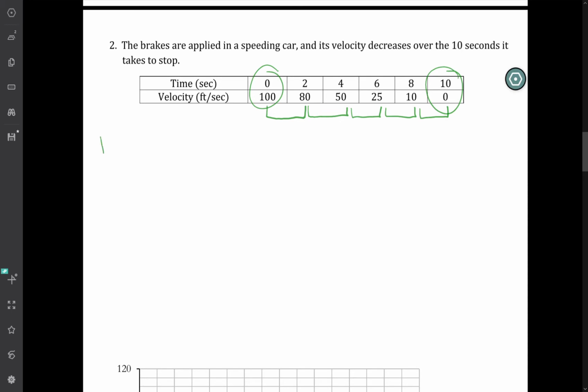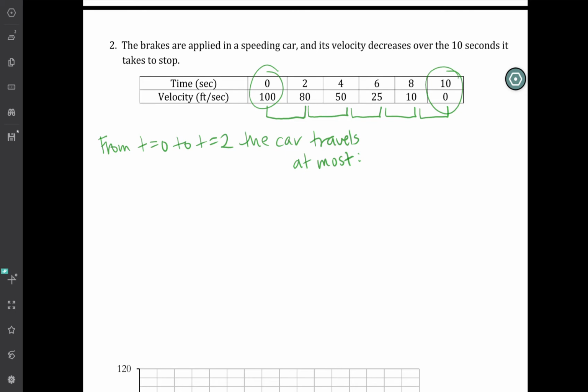So from t equals 0 to t equals 2, the car travels at most... Okay, so here's what I want to think about. If the car is slowing down, it's initially going 100 feet per second. During the first 2 seconds, it slows to 80 feet per second.